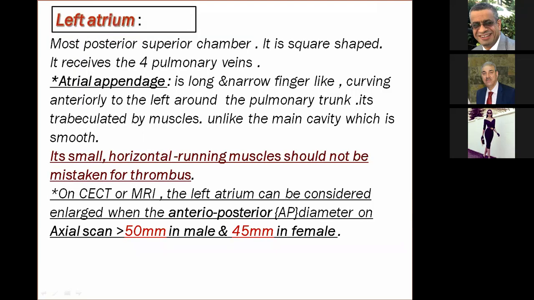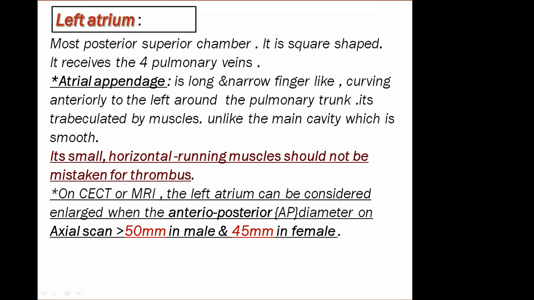Left atrium, the most posterior superior chamber. It is square shaped and receives four pulmonary veins, curving anteriorly to the left around the pulmonary trunk. It is trabeculated by muscles, unlike the main chamber; the horizontal muscle should not be mistaken for thrombus.